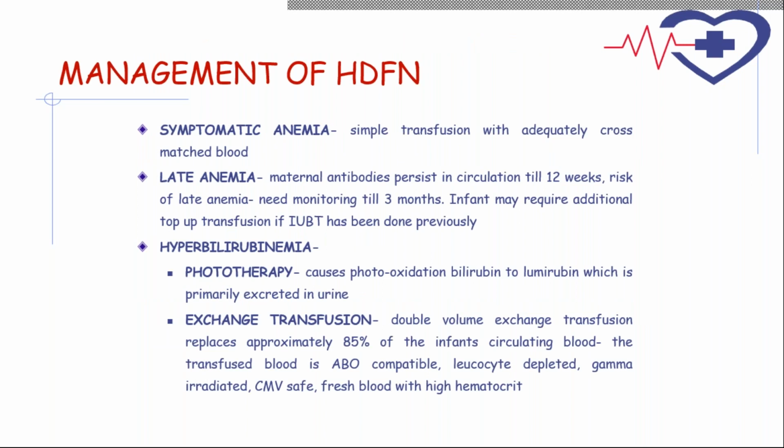Management of hemolytic disease of the fetus and newborn. If it is a symptomatic anemia in the newborn, simple transfusion can be done with cross-matched blood. There can be late anemia also, because maternal antibodies persist in the circulation till 12 weeks. So these babies have to be monitored till 3 months for any anemia, and the baby may require a transfusion. And for hyperbilirubinemia, the baby needs either phototherapy or exchange transfusion.